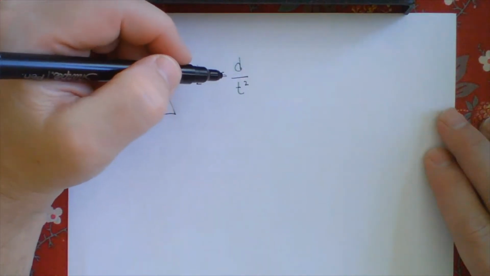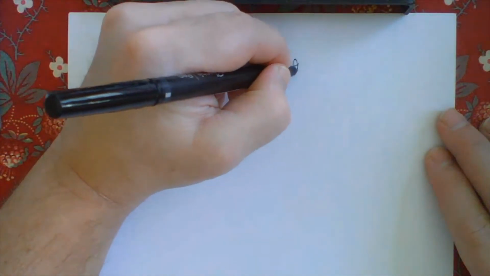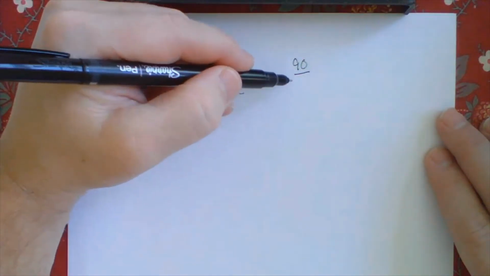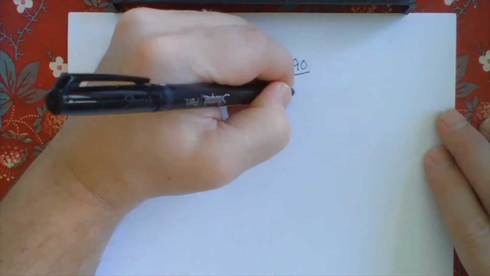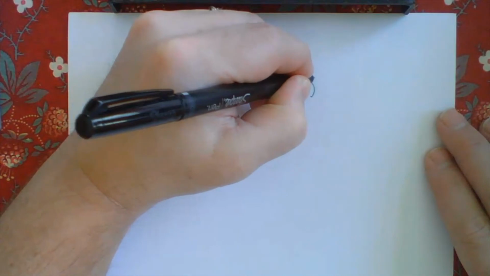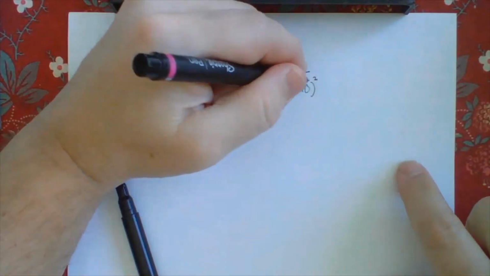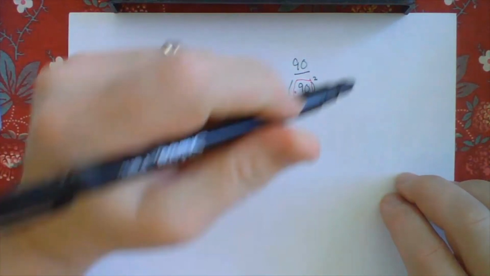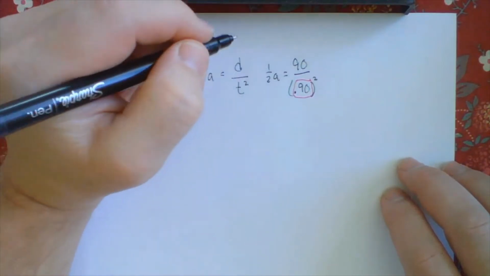So the distance in this problem was always going to be that 90 centimeters. Okay, so we've got 90 centimeters that we're going to divide by your time. And like for me, I had a trial that had a time of 0.90 seconds. Okay, so again, this is my time. So this is what you would be using right here, the time right there. And that's equal to half of my acceleration.